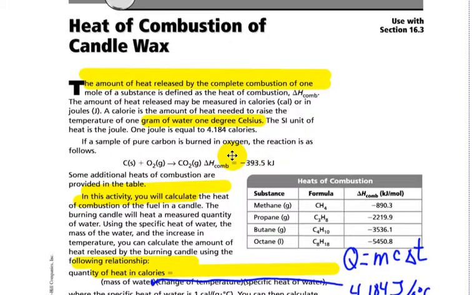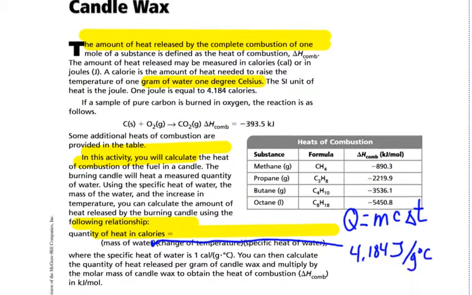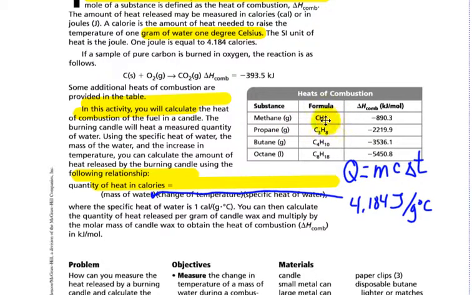If a sample is pure carbon and it's burning in oxygen, the reaction is simply carbon, and of course you need oxygen, and it makes CO2. The enthalpy of combustion is negative 393.5 kilojoules, and it's negative, meaning, of course, energy is released. With all combustion reactions, we see that happening. So here are some other ones: methane, here's the molecule, there's the energy associated, propane, butane, octane. And a little hint here: if you look at the molecules, the more atoms we have in the molecule, the more energy released. That's one of the questions later on will allude to.